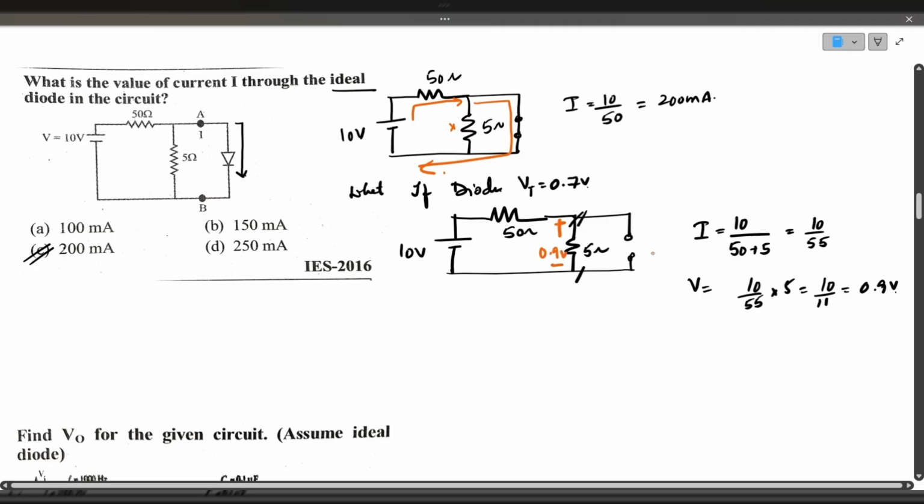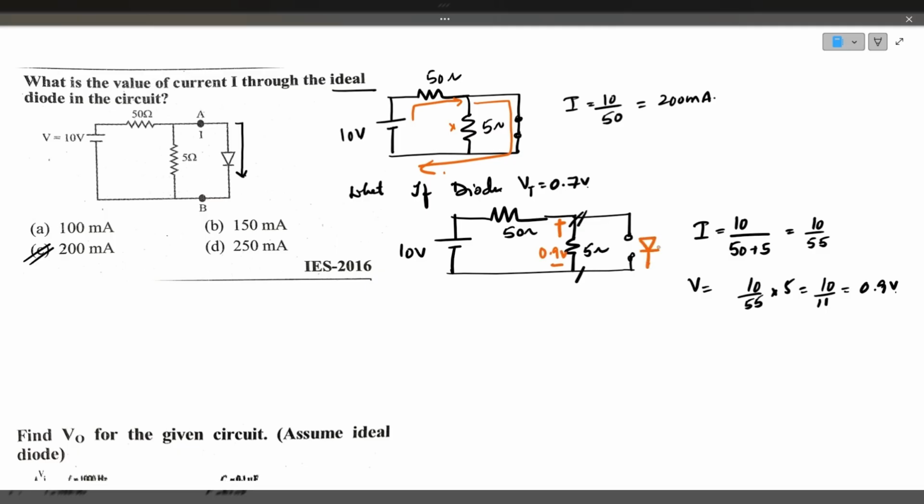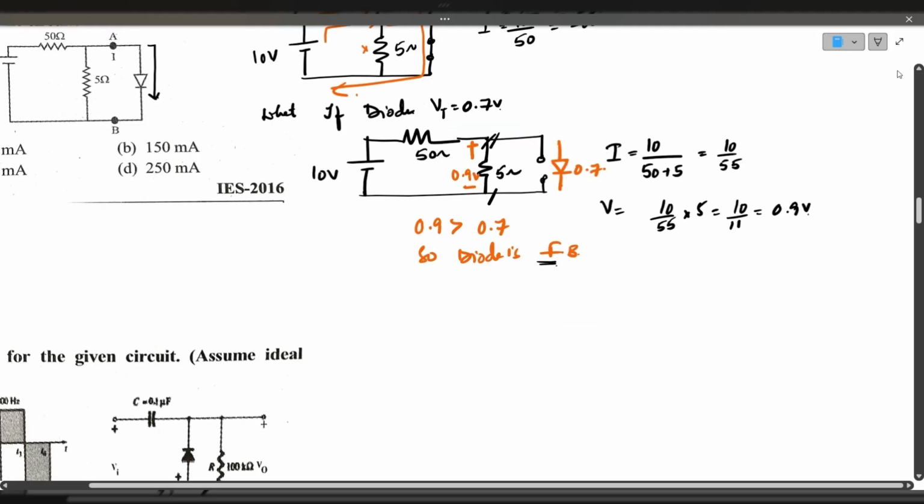In this case, the diode needs only 0.7 volts. So the voltage across the diode, 0.9, is greater than 0.7. So the diode will be forward biased. Okay, so the diode is forward biased.